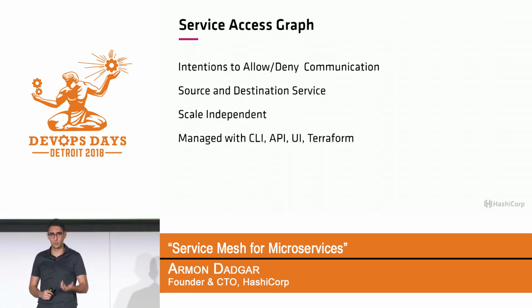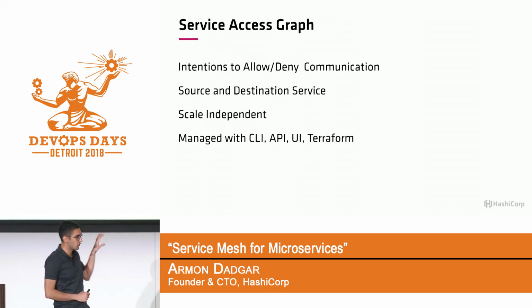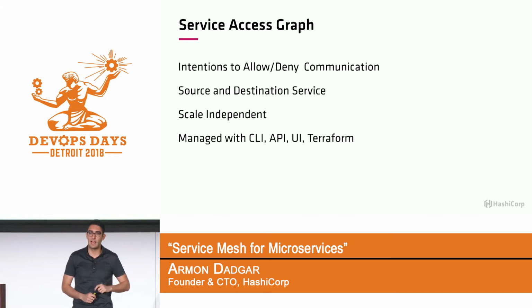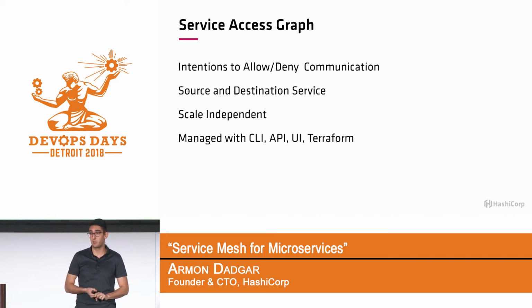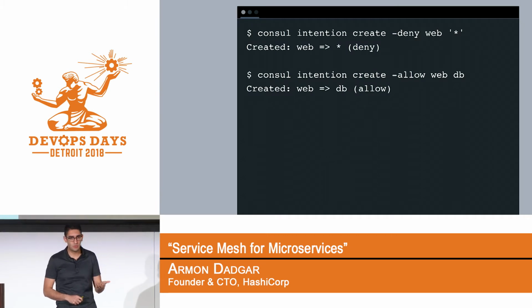So when we talk about the rules Consul lets you manage, it's this logical service to service. You say my source service, web, my destination service, database, and allow or deny, right? And these rules can be managed in different ways. It could be CLI based, could be API, could be the UI, could be Terraform if you're doing an infrastructure as code approach. And so here's what it looks like.